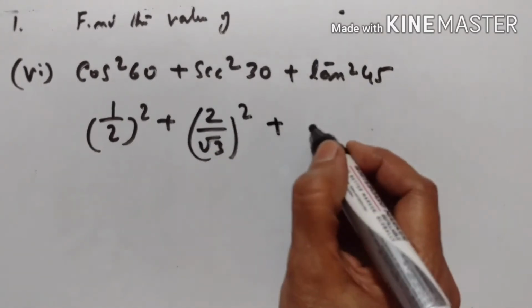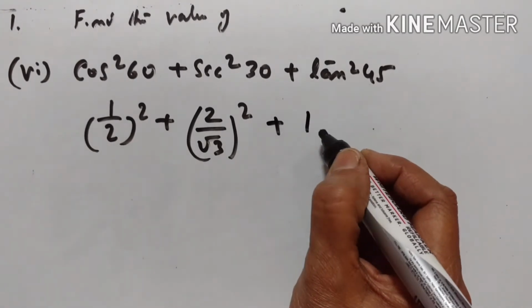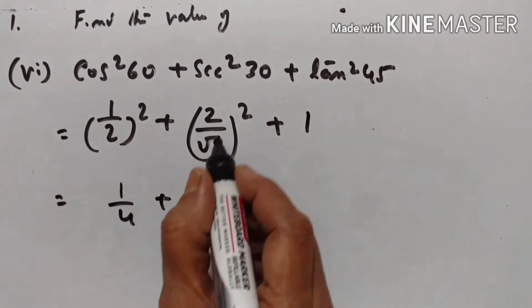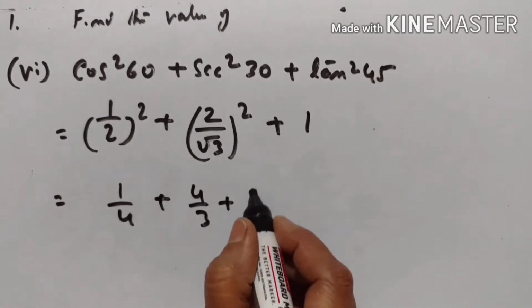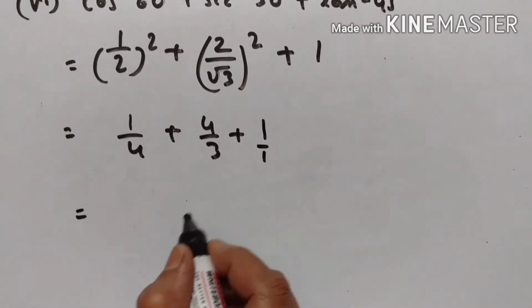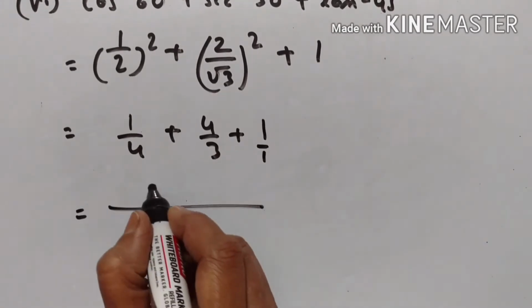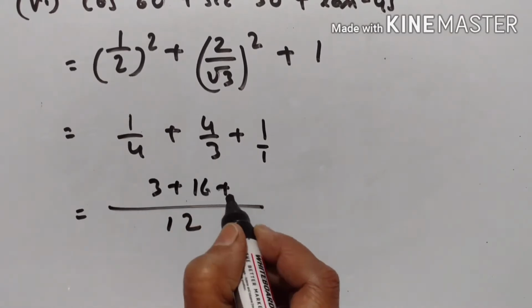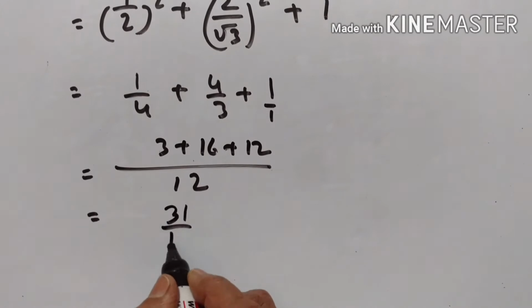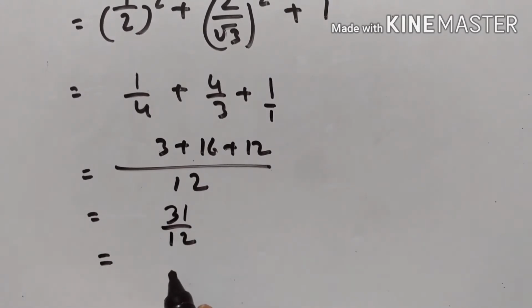Plus tan 45 is equal to 1. Tan squared 45 is equal to 1 squared. This is equal to 1 upon 4 plus 4 upon 3 plus 1. The LCM is 12. 4 3s are 12, 3 4s are 12. This is 31 upon 12. So 12 2s are 24, 7 remains. 2 7 upon 12.